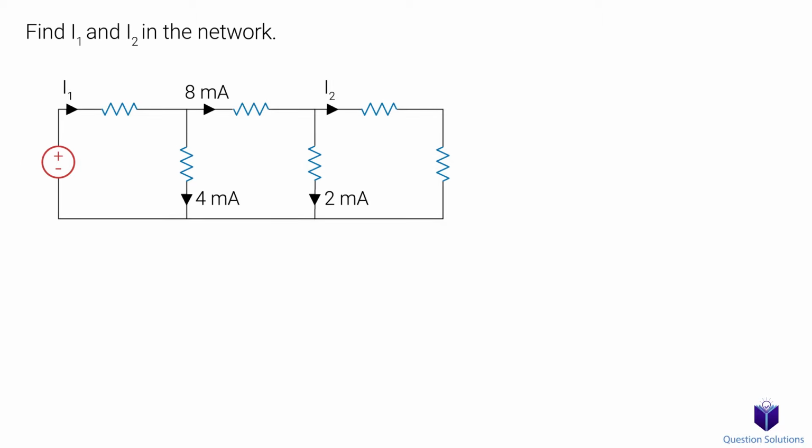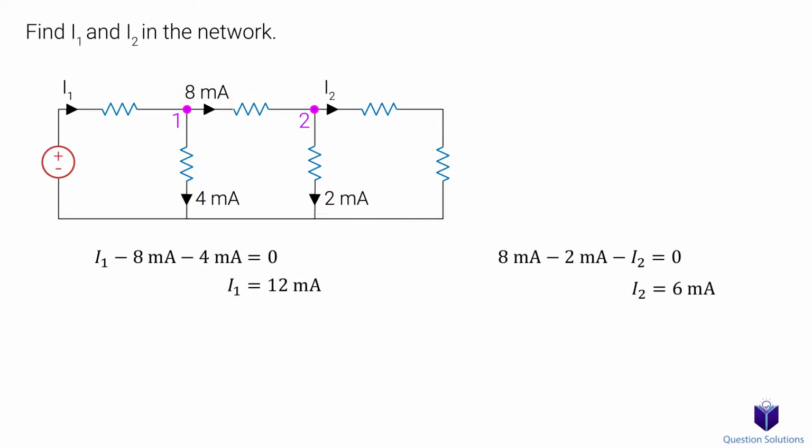Let's take a look at this example where we need to find I1 and I2. For that, we can use KCL. So let's label this node 1 and this node 2. Looking at node 1, we have I1 entering and then we have 2 currents leaving. We will assume currents coming into the node to be positive while those leaving to be negative. So let's write our KCL. We can solve for I1. Next, let's look at node 2. We have 1 current entering and 2 leaving. Let's solve for I2, and those are our answers.